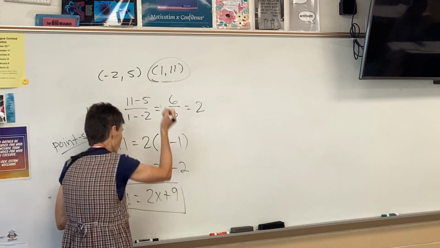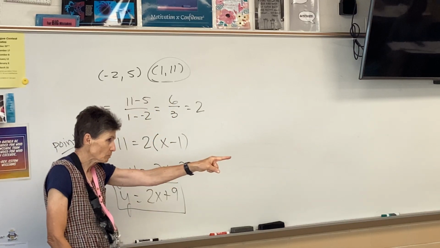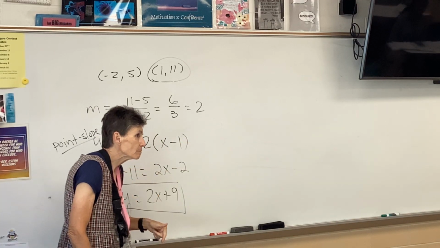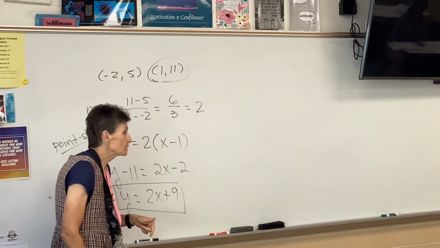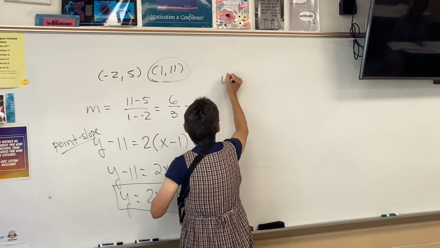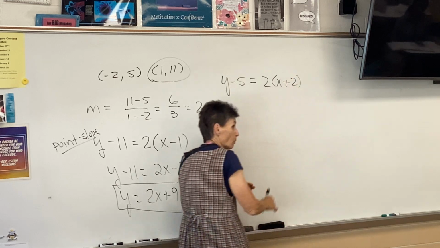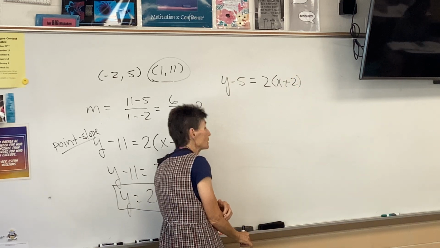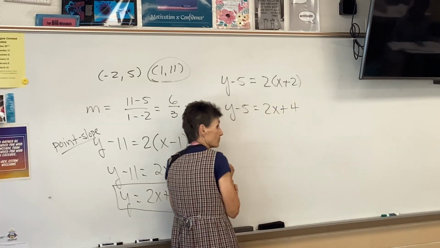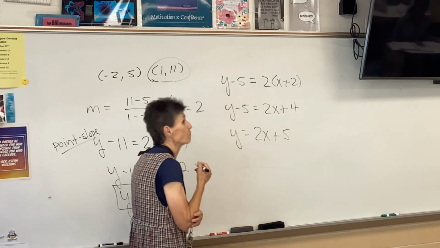How many of you got y equals 2x plus 9? Oh my gosh, why am I not seeing every hand up? Did you get y equals 2x plus 9? No. What happened? Well, I used -2. Okay, so this looked different, but this should still look the same. Because y minus 5 equals 2x plus 2. That's what your point slope looked like? Yeah. And then you distributed and added 5. Slope intercept will look the same for everybody.